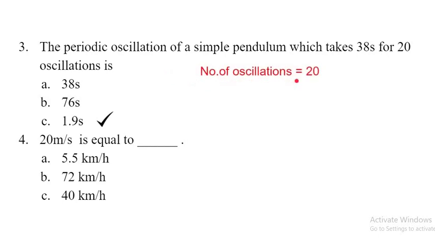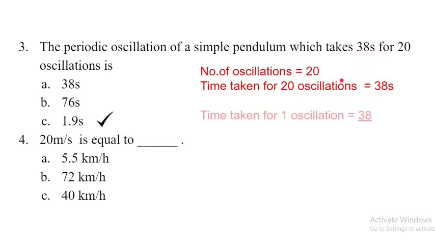Number of oscillations of a simple pendulum is 20. Time taken for 20 oscillations is 38 seconds. So, time taken for one oscillation is 38 divided by 20, which is equal to 1.9 seconds. Next one.